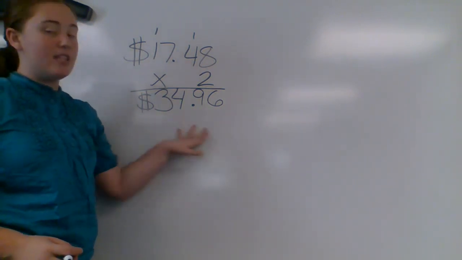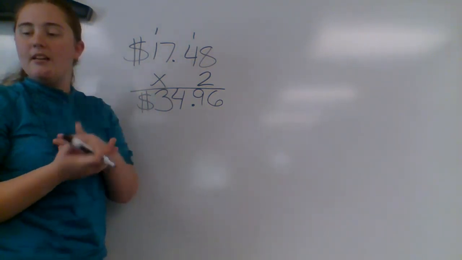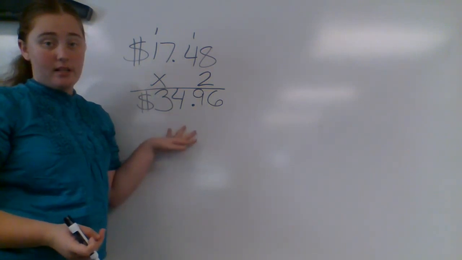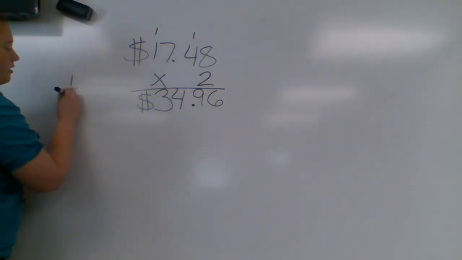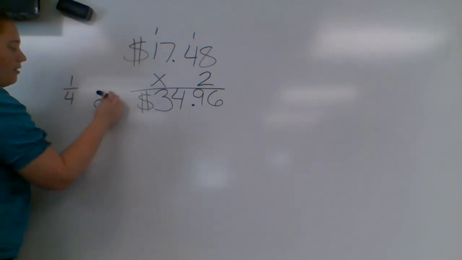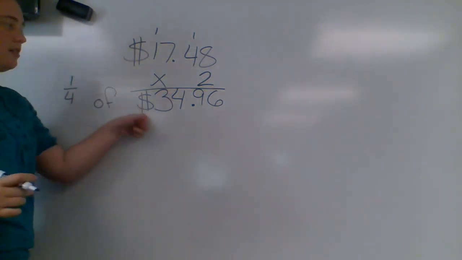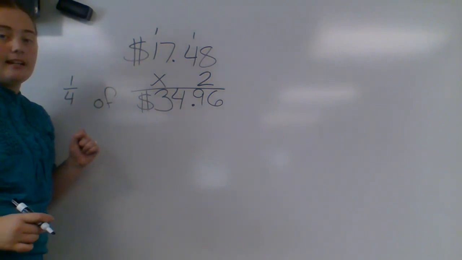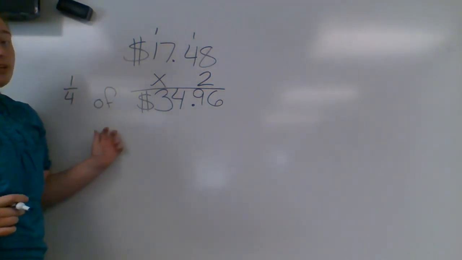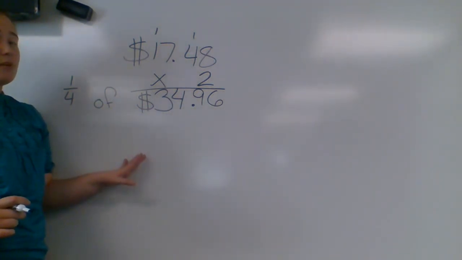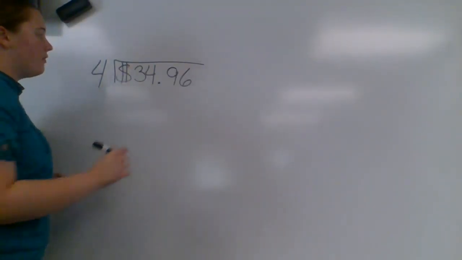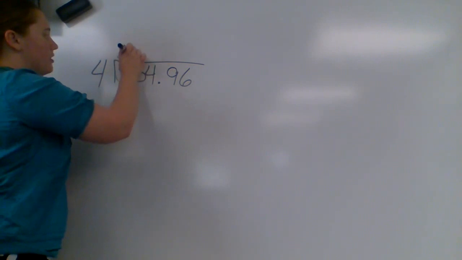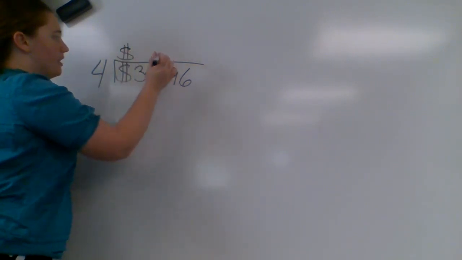So they have this much money, and my story problem says they used 1/4 of this money to buy a game. So I'm going to write it as this: 1/4 of $34.96. Now we know that this means it's going to be a division problem. Okay, let's go ahead and solve this. First of all, let's put that dollar sign right here and my decimal point right here.